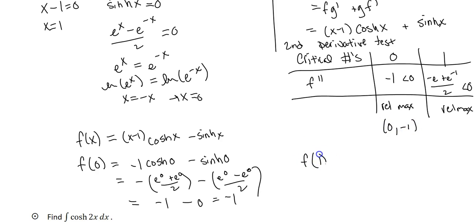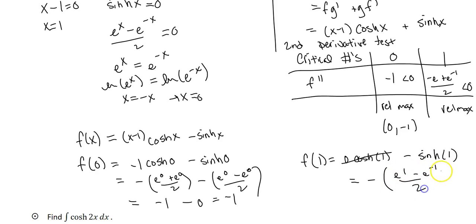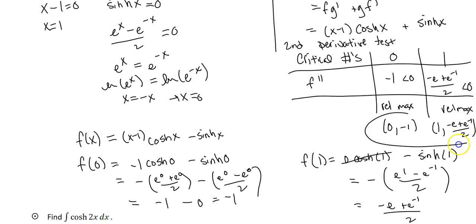And then f of 1 will be 0 times the hyperbolic cosine of 1 minus the hyperbolic sine of 1. So this goes away, and I just have negative e to the 1 minus e to the negative 1 over 2. And that ends up being, let's see, we'll just write it as negative e plus e to the negative 1 over 2. You don't have to simplify it any more than that. So these are my relative extrema.